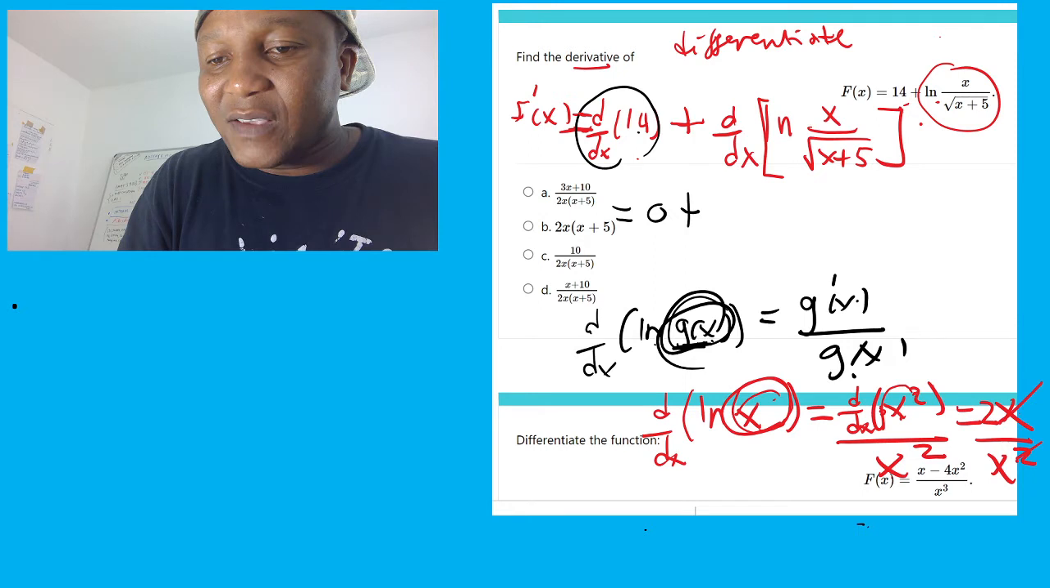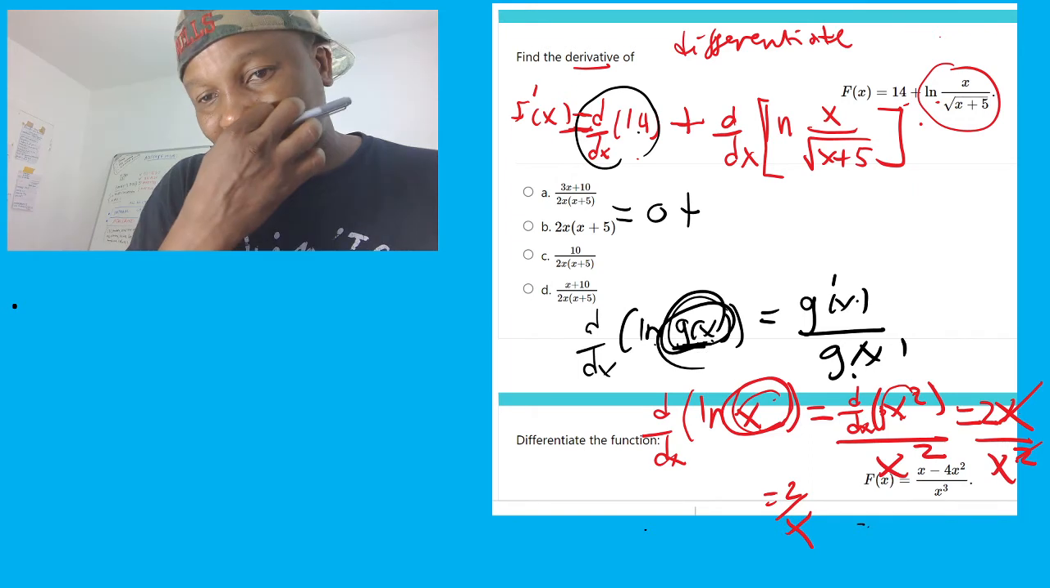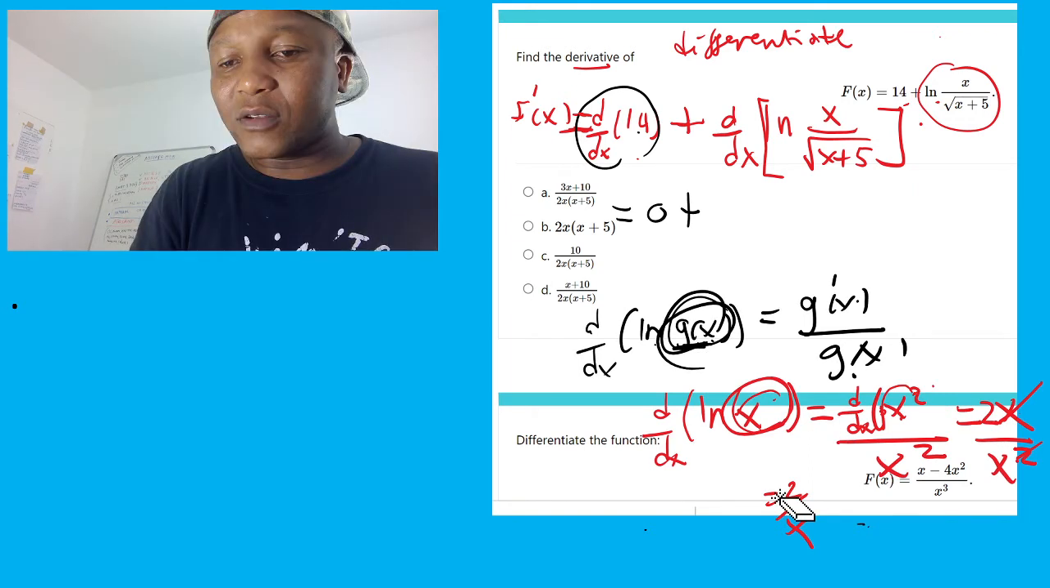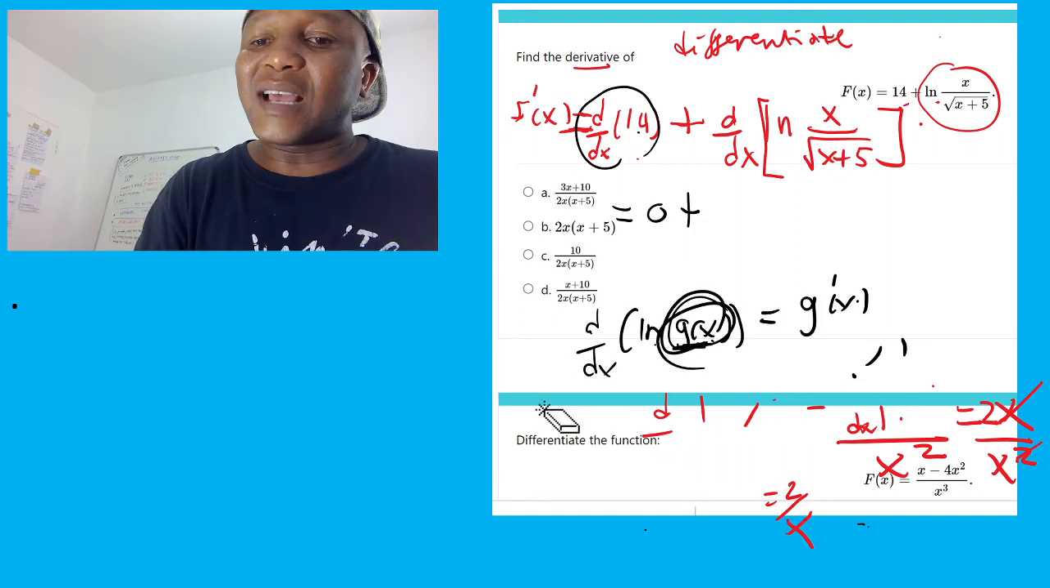So you have a little idea: when you have an ln of a function, you differentiate whatever is in front of the ln, and then you write it on top, and you write exactly what you have on the bottom. So that's what we're going to do right now.